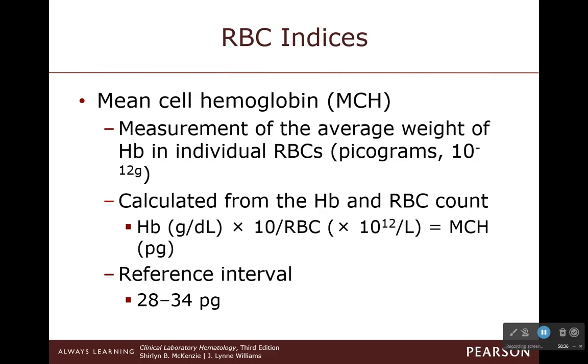MCH, mean cell hemoglobin. So this is the average amount of hemoglobin in the cells. In the lab, we don't really look at this that often. It comes across and we look at it, but it doesn't really tell us as much as the MCHC does, okay? So I tell you about the MCH, what it is, how to calculate it, and its normal value. But in the lab, we really don't look at it that often, okay? So just know what it is. It is the average volume or weight of hemoglobin, okay? Notice it's measured in picograms.